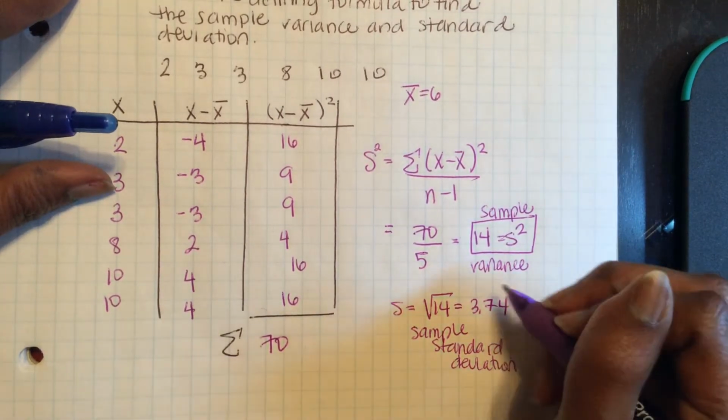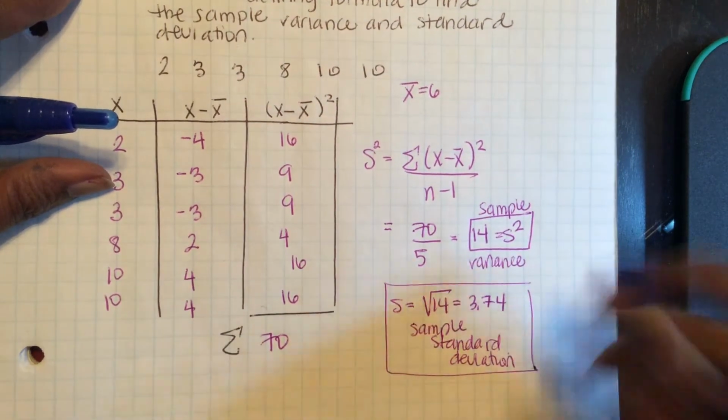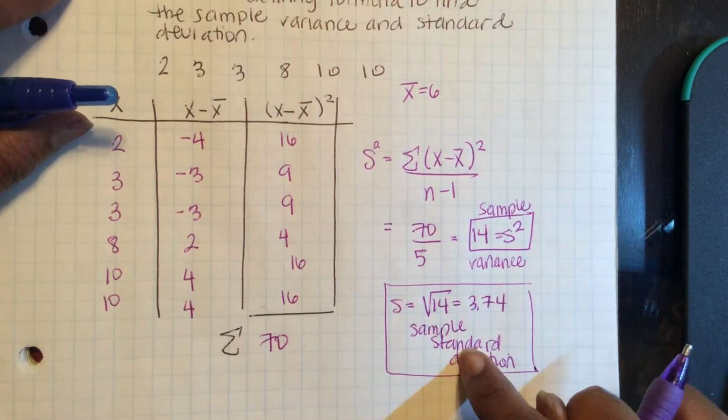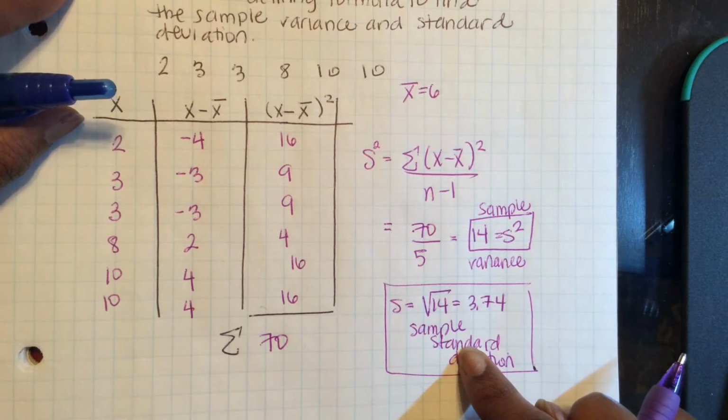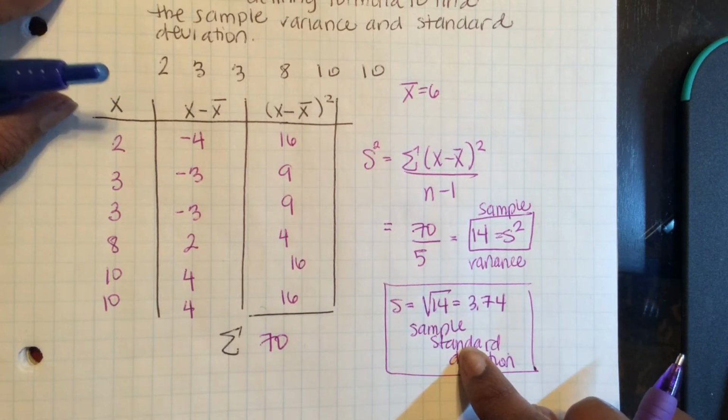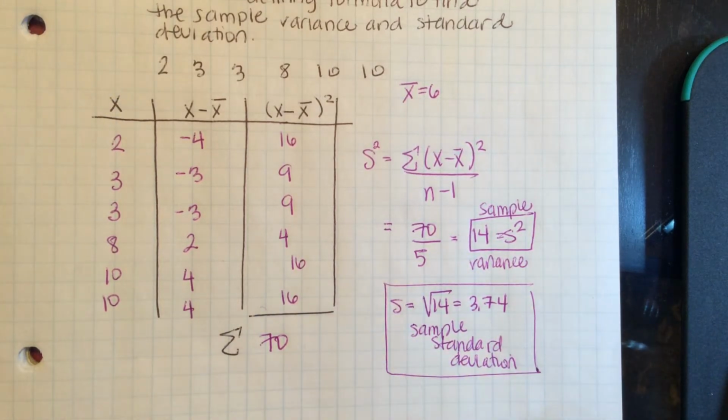So in this section, we will learn how to use this variance and the standard deviation in order to describe the spread or the distribution of data about our mean. So let's move on to the next example.